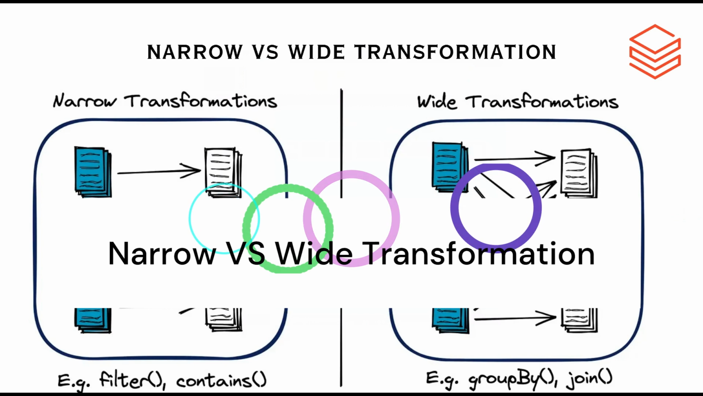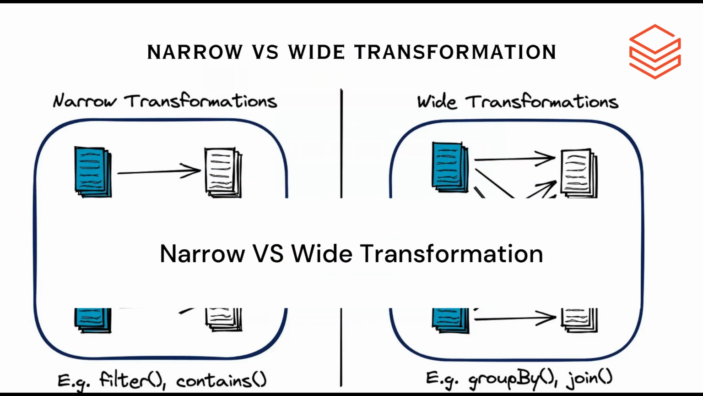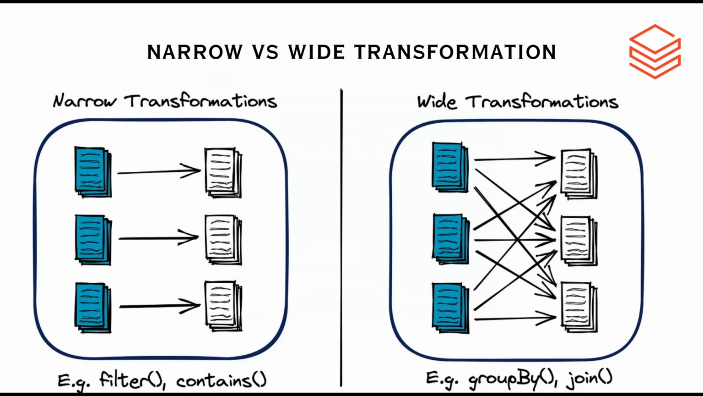In Apache Spark, transformations are categorized into two types based on how they handle data processing. Those types are narrow transformation and wide transformation. Both types are crucial for building efficient distributed data processing pipelines, but they differ in their approach to data distribution and execution.